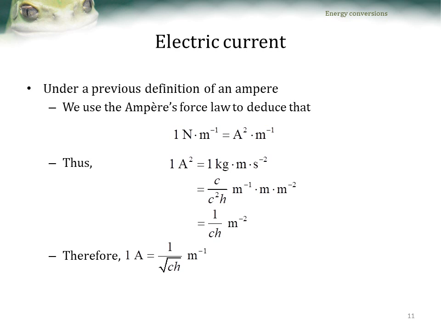Thus, taking the square root of both sides, as everything is positive, we see that 1 ampere is equivalent to 1 over the square root of CH per meter.